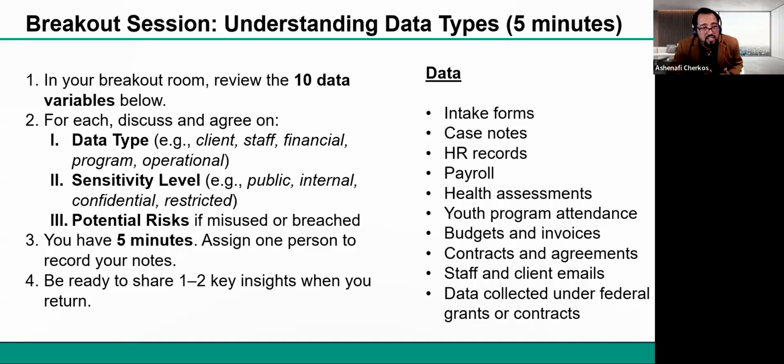You can give it your own category, or you can use client, staff, financial, program, or operational. And then try also to classify them based on sensitivity level. You can use public, internal, confidential, or restricted, or you can use high sensitivity, medium, or low sensitivity. And then please try to indicate potential risk if misused or breached. You will have 5 minutes, and please be ready to share 1 to 2 key insights when you return.